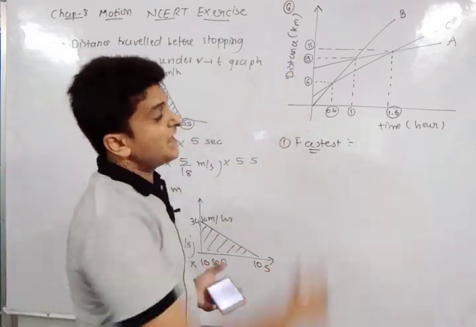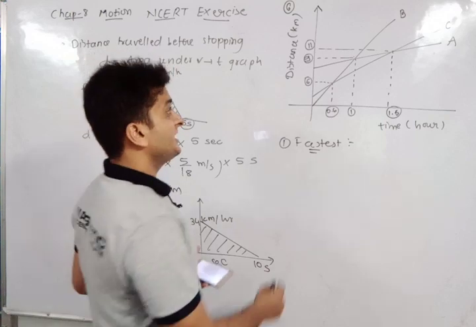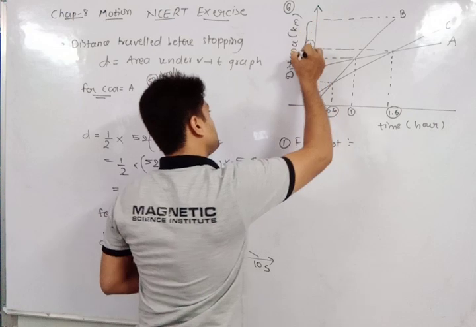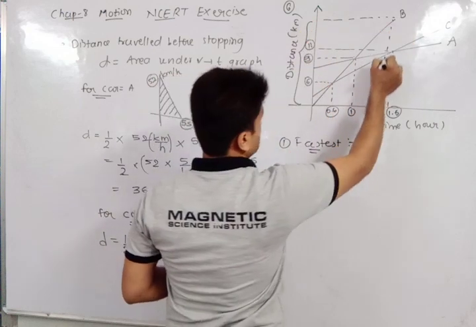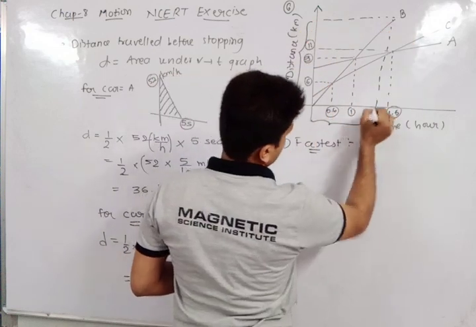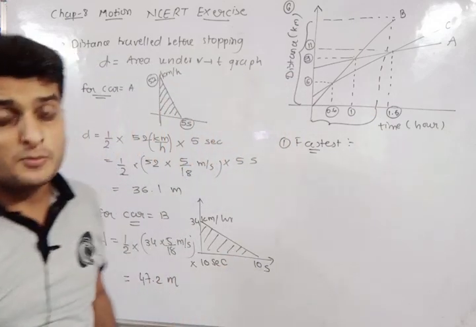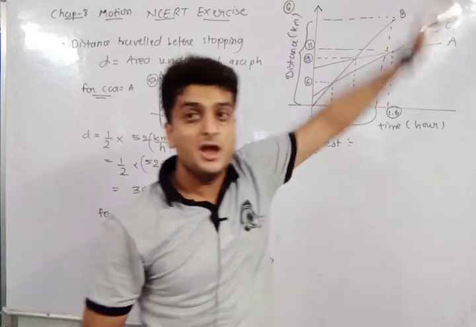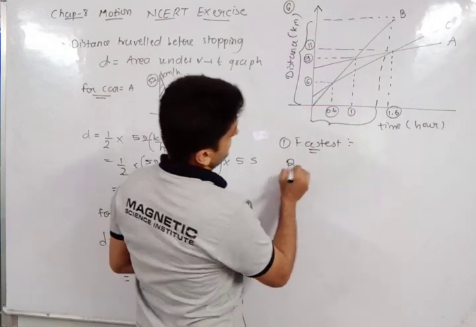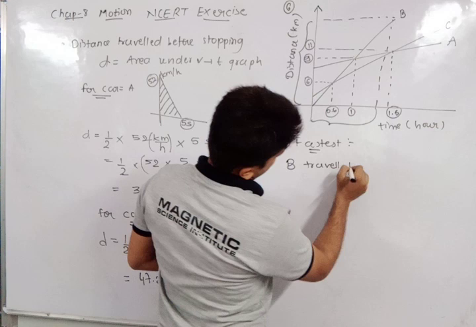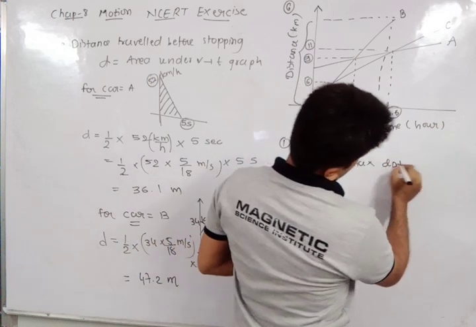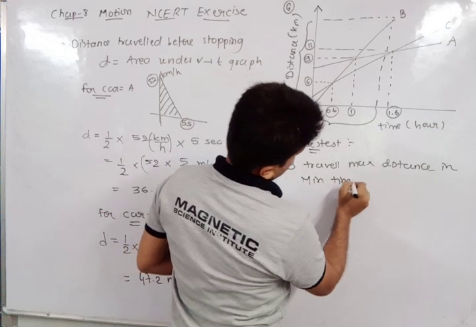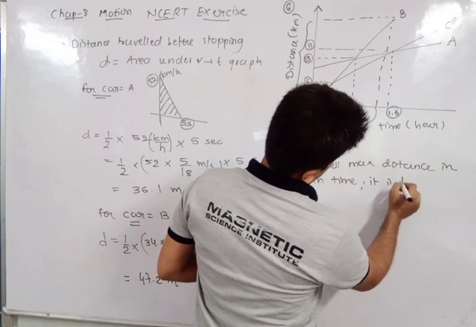The fastest is one which covers the maximum distance in minimum time. So if you will see the graph of B, B is covering the maximum distance. See, this is the distance graph, right? So B is covering this much distance in a very small time, only in this much time. Okay, so B का जो ग्राफ है ना वो सबसे ज़्यादा वर्टिकल है, मतलब B बहुत फटाफट भाग रहा है. So I can see here that B travels maximum distance in minimum time. It is fastest.